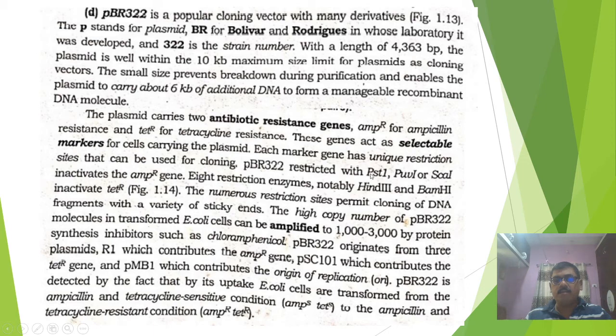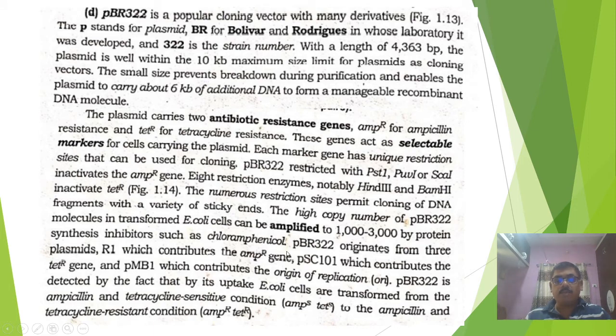Restriction of pBR322 with PstI, PvuI and ScaI inactivates the ampicillin resistance gene. Restriction enzymes, notably HindIII and BamHI, inactivate the tetracycline resistance gene. The numerous restriction sites permit cloning of DNA fragments with a variety of sticky ends. The high copy number of pBR322 molecules in transformed E. coli cells can be amplified by protein synthesis inhibitors like chloramphenicol, meaning the copy number can be as high as 1000 to 3000.